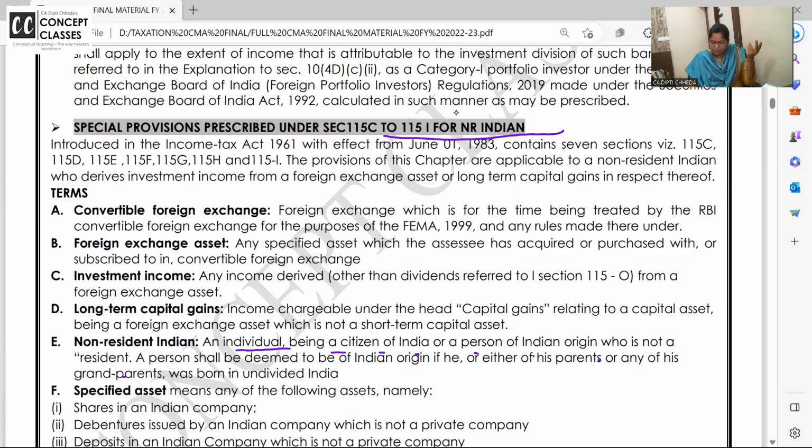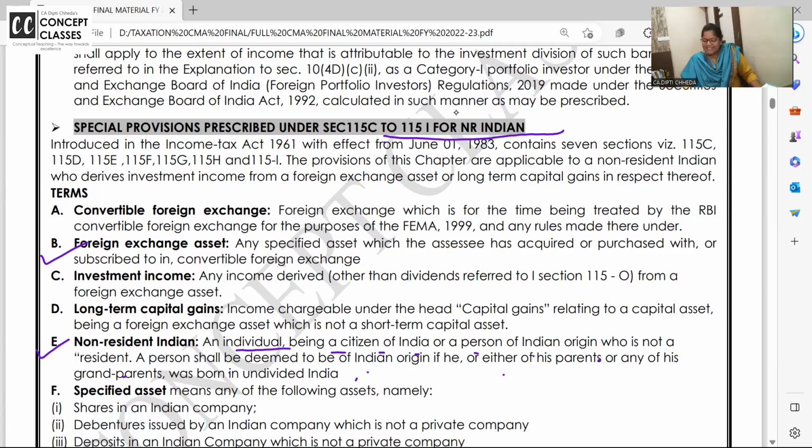Individual being citizen of India who is not a resident. A person shall be deemed to be of Indian origin if he or his parents or any of the grandparents are born in undivided India. So this is clear to everyone? Who is a non-resident Indian? Now, he has purchased certain foreign exchange asset.